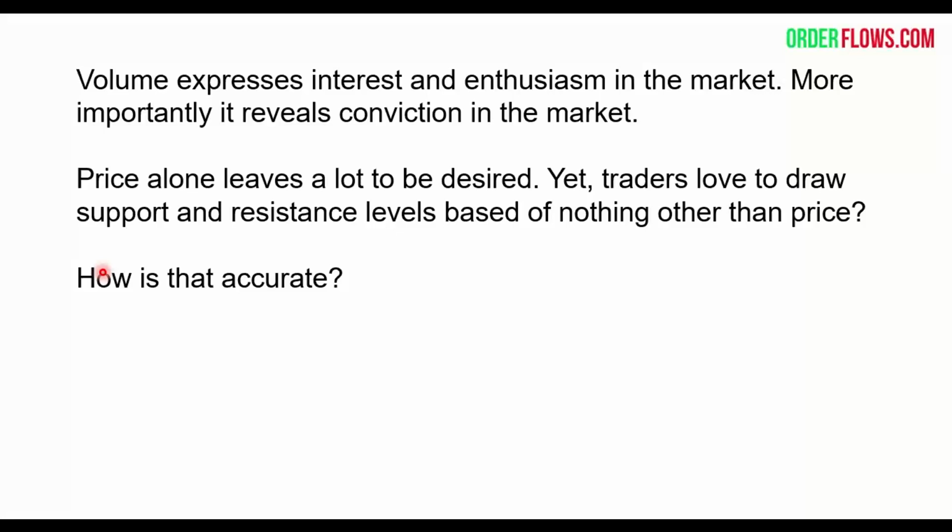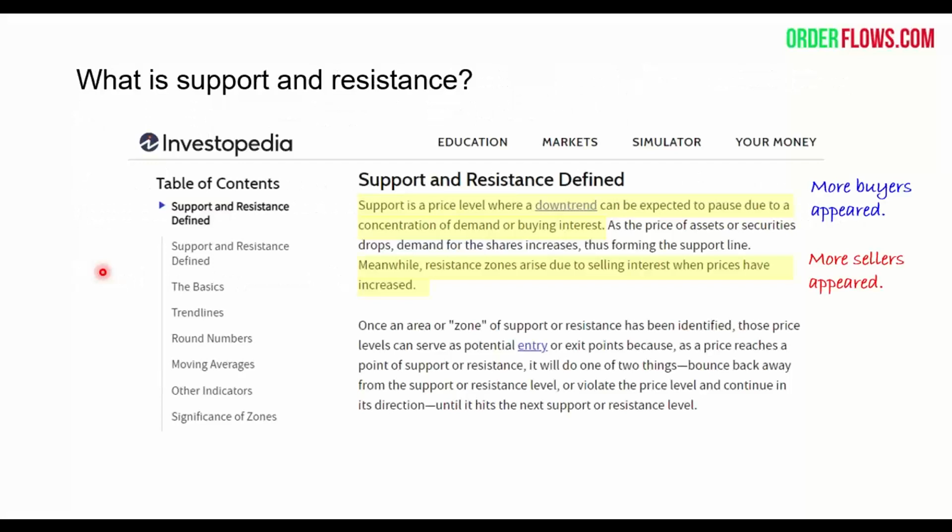Remember, price alone leaves a lot to be desired, yet traders love to draw support and resistance levels based on nothing other than price. So how is that accurate, right? Well, if you take a second and look up how support and resistance are defined: support happens when more buyers appear, resistance is when more sellers appear. Okay, you have selling interest. That's what's causing your resistance, just as you have buying interest, which causes support.